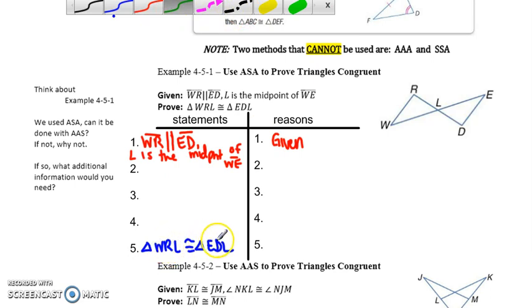So let's see, what do we have? Well, we know that WR is parallel, so I'm going to put a little arrow, parallel to ED, so I'm going to put those markings in. And then L is the midpoint of WE. So that's going to split this and this into 2 congruent pieces, which is where we're going to go now. So WL is congruent to LE because of the definition of midpoint.